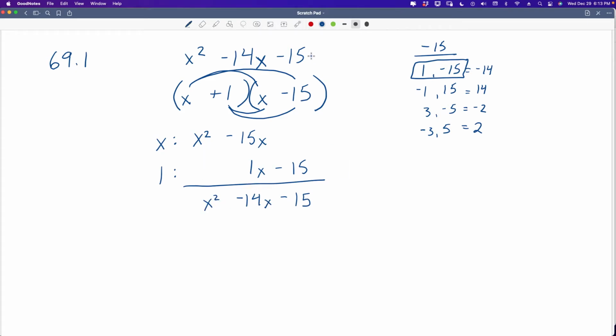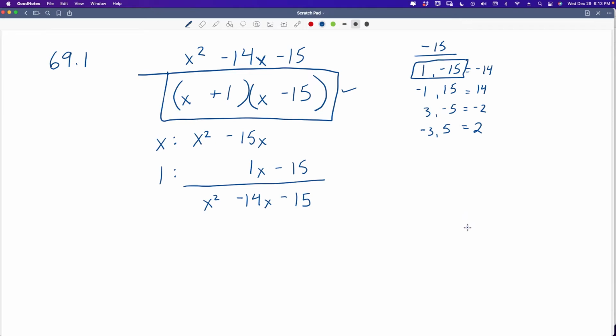This matches this, so we know that this factorization is correct. So that is right. This is the right answer. Okay?